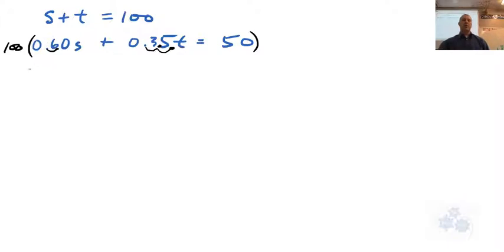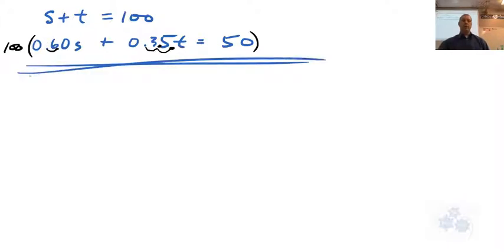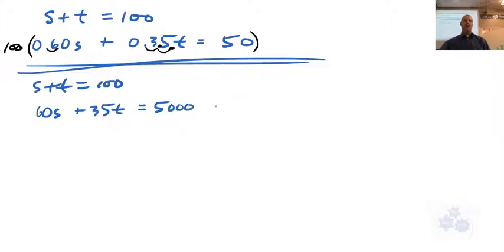So I'm going to rewrite both of them here. s plus t equals 100. And then this is going to be 60s plus 35t equals 5,000, because you have to multiply everything by 100. So there's your new system. Everything is whole numbers. And I want to eliminate.